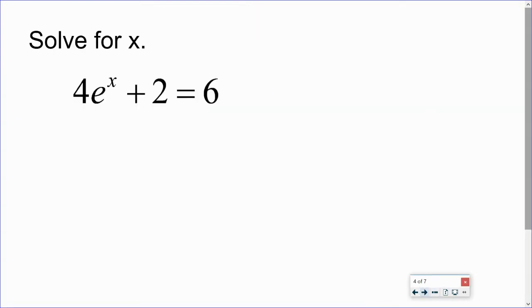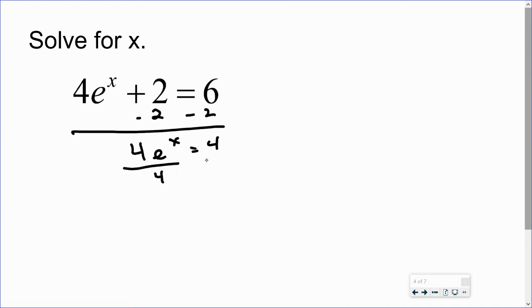Now for this one, I could divide by 4, but that means I'd have to divide everything by 4. So instead, I'm going to get rid of this. I'm going to subtract 2 from both sides. Divide both sides by 4. So we got e to the x is equal to 1. Okay, now, the smart person notices right here that anything to the 0 power is 1. So I know that x equals 0 right here.